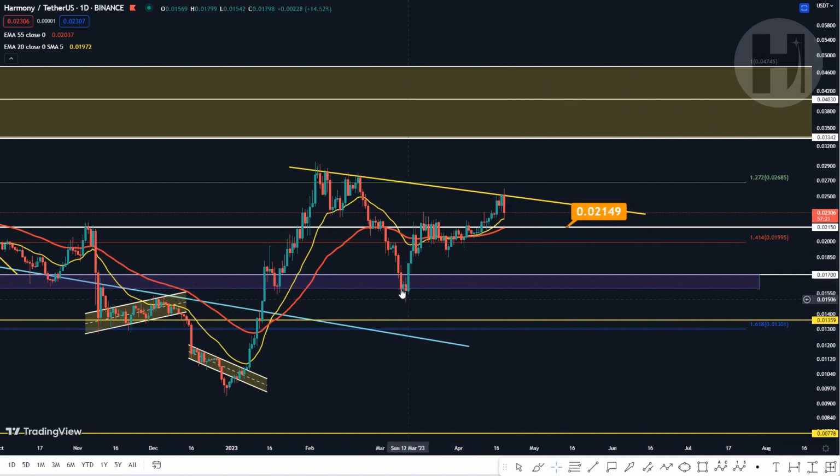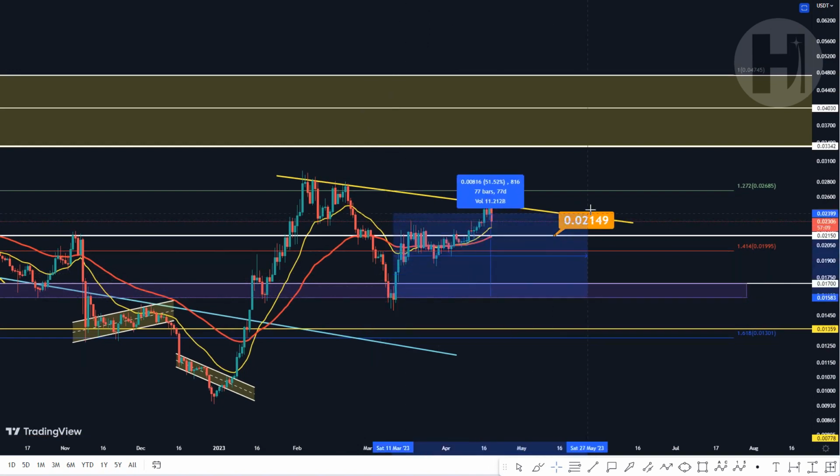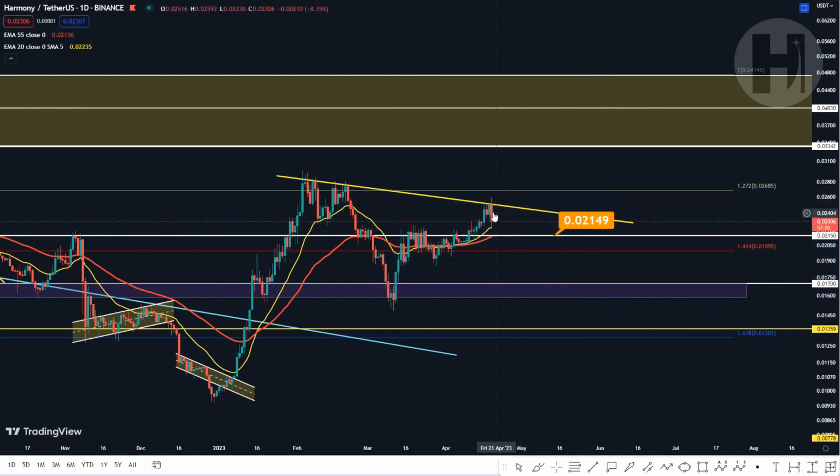And we were targeting this support block for entries back in March when we were sitting over here in February, overextended. I was talking about this support block and I told you that this would be a good entry. Now, from the bottom of that support block, we already made a 64% move to the upside. So this was a very good area to dollar cost average into Harmony One.